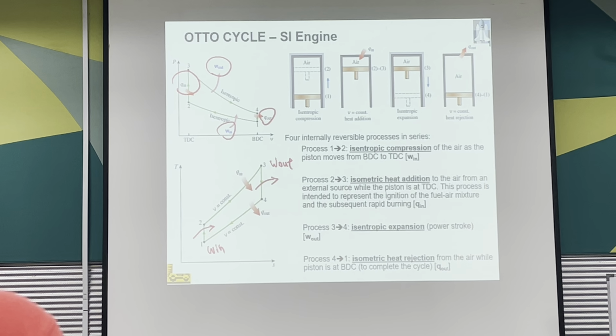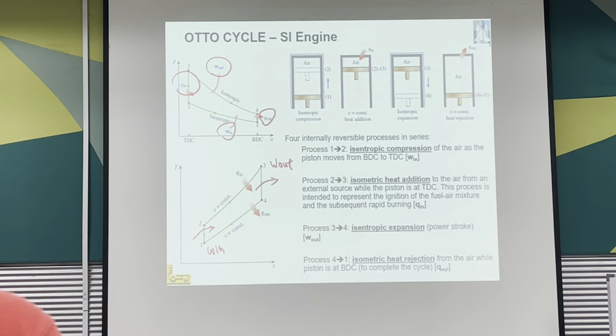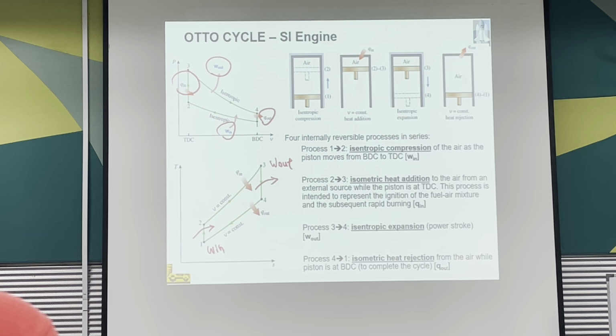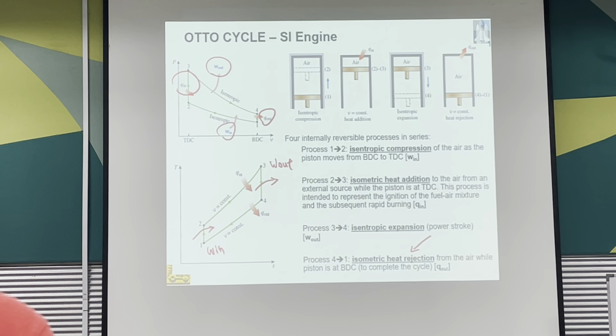Okay, so the four processes here, again: isentropic compression, isometric heat addition, isentropic expansion, and lastly, isometric heat rejection to complete the cycle. So the only process that doesn't exist in the actual cycle is this one. Because compression is compression, just that we approximate it as isentropic. Expansion is the same thing. Heat addition is the combustion process, but we call it heat addition process here, that's all.